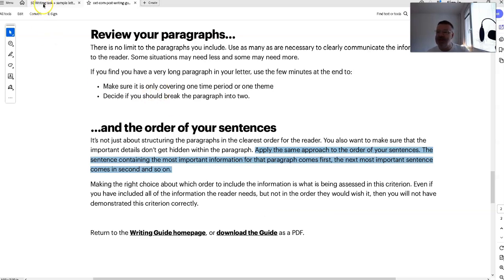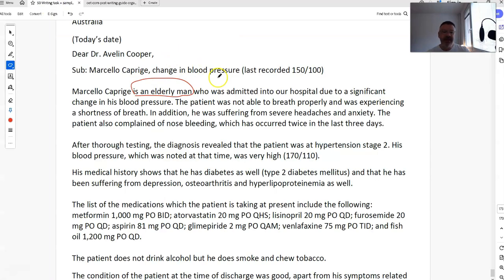Okay, so just back to this one. So apart from that mistake there. Okay, so significant change in BP, couldn't breathe, headaches, anxiety. Okay, hypertension.